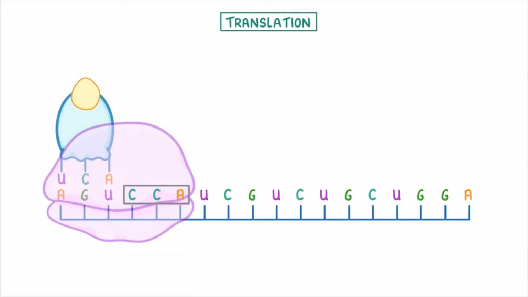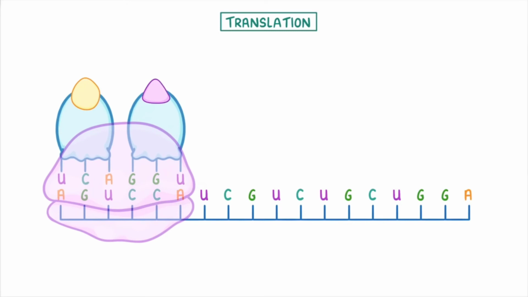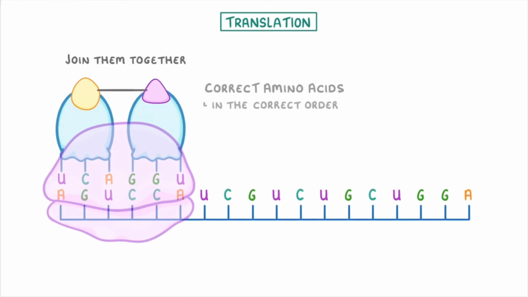If we look at the second triplet, CCA, it will attract the tRNA molecule with the complementary anticodon GGU. This tRNA is carrying proline as its amino acid. The code for proline is CCA. Now, the whole point of this seemingly complex process is that the tRNAs have brought the correct amino acid down to the ribosome in the correct order. So, the ribosome is able to join them together and start a whole chain of amino acids.